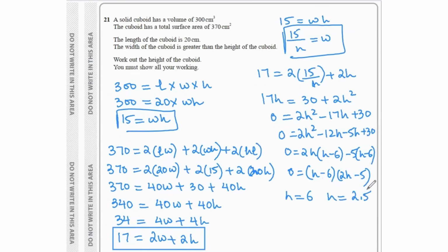Now the question clearly says that the width of the cuboid is greater than the height of the cuboid. So that means height is 6 and width is going to be 2.5. So height is 6 centimeters. That's your answer.